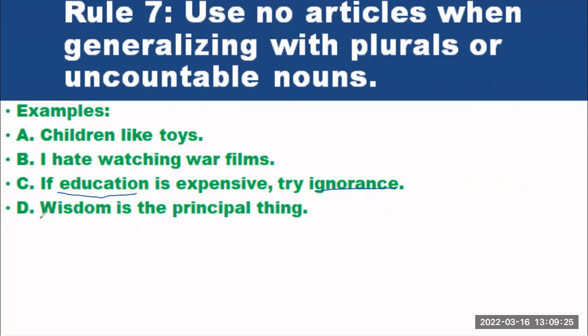Then another example, wisdom is the principal thing. Wisdom is the principal thing. So wisdom here is an uncountable noun, and it doesn't need any article at all. All right? So that is rule number 7. Now let's go to rule number 8.